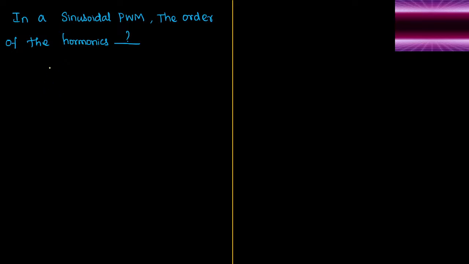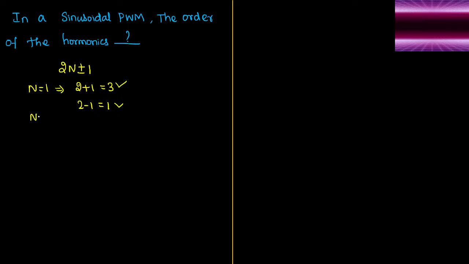Anybody knows? It is very simple. Let me tell you. The order of the output harmonic is associated with 2n plus or minus 1. If I replace n equal to 1, then what will we get? 2 plus 1 will be equal to 3, and 2 minus 1 will be equal to 1. So this is the fundamental frequency, and this is the third harmonic. Even harmonics will be eliminated. I told you we are not considering its effect.